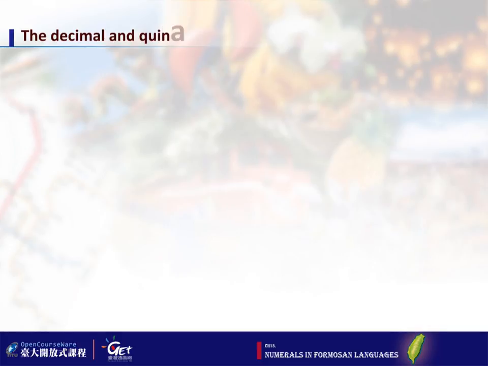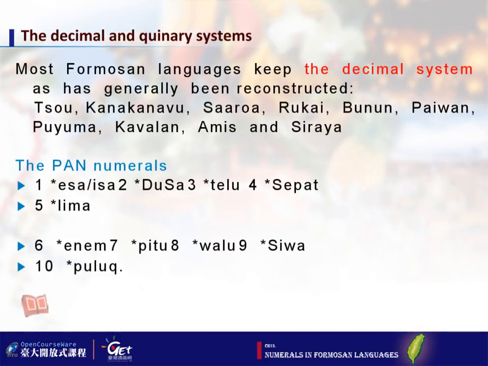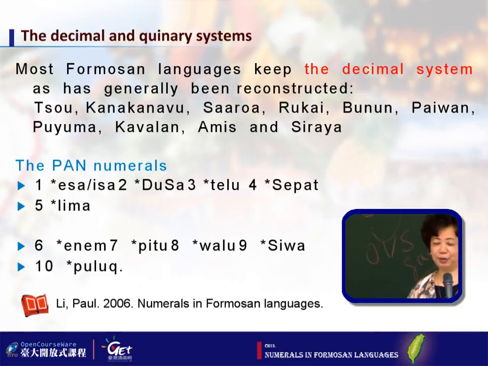Okay, and we have also talked about the decimal and quinary system, right? Most Formosan languages keep the decimal system as has generally been reconstructed. Like Zhou, this tribe we have talked about so much, where is the Zhou tribe located? Alisan, okay, thank you. Remember the tribe with the beautiful women, okay? That's the Zhou tribe. So all these tribes are using the decimal system.